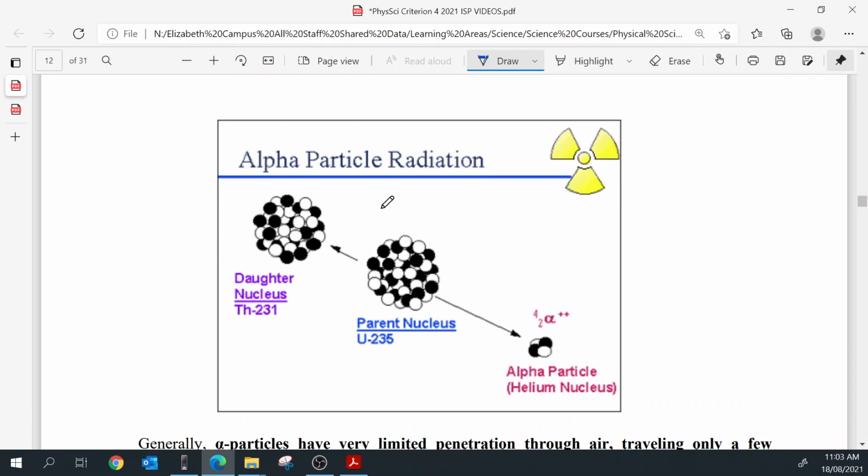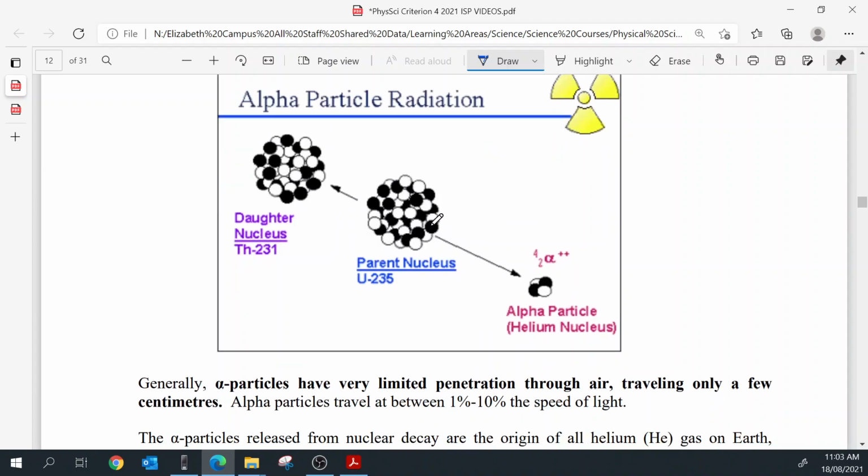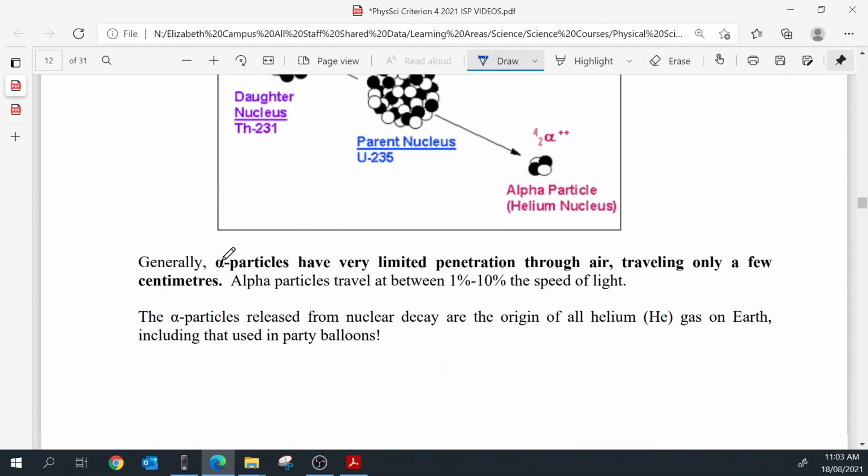Okay. So if you look at it, the parent nucleus here is the uranium-235. We call it the parent. So that's what we start with. Then we split off the alpha particle, so that's the helium nucleus, and the daughter nucleus is the other element that is left over after the alpha particle has been emitted. So that's a couple of terminologies.